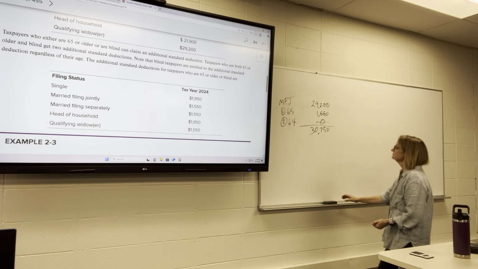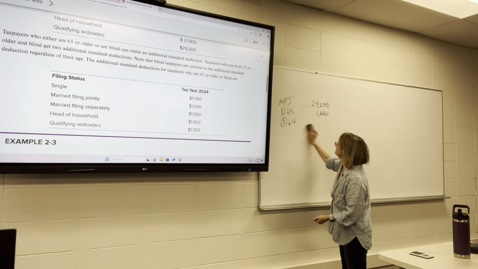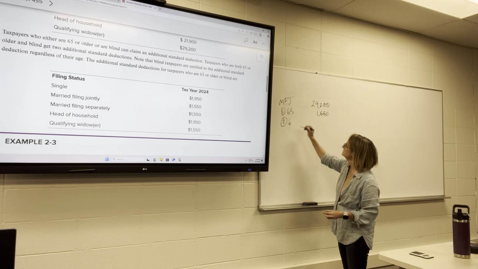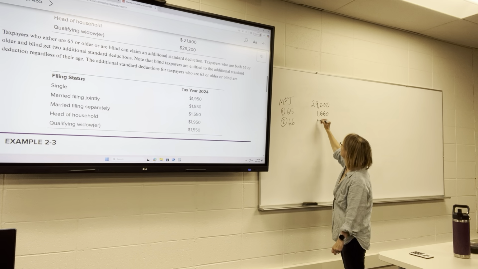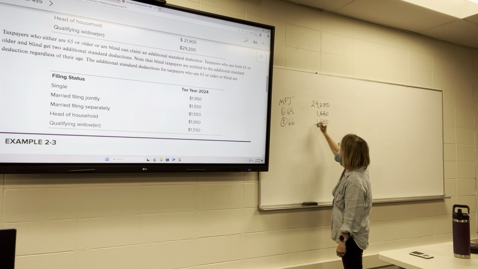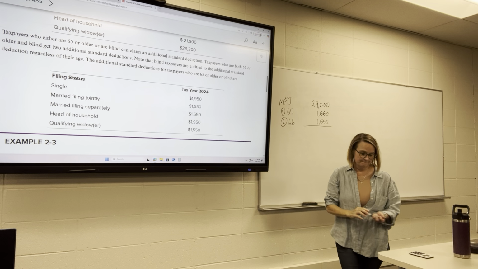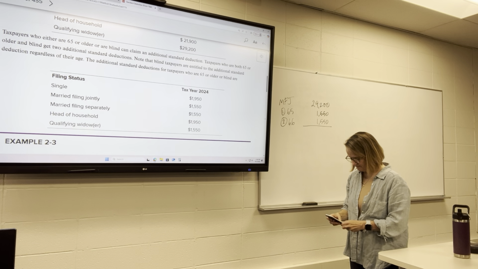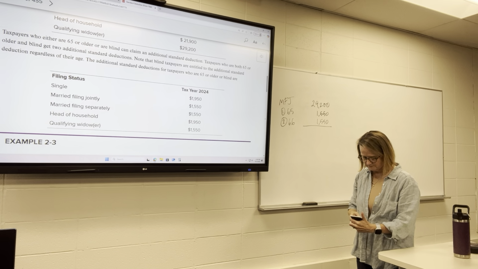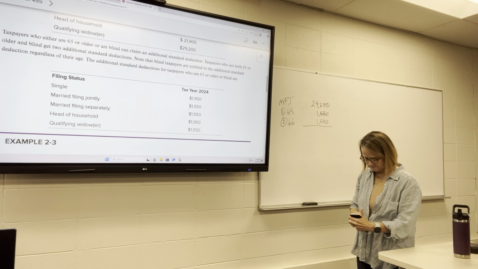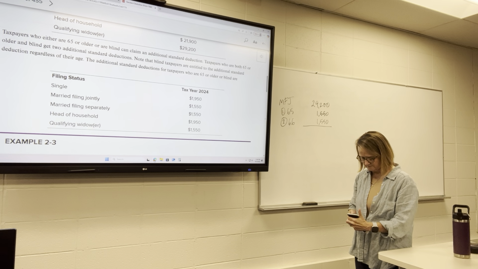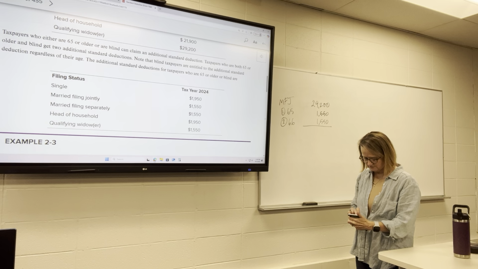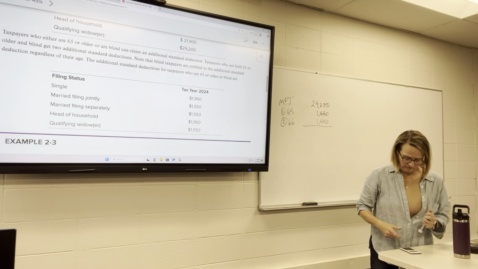So let's change that a little bit. Let's say spouse 2 is 66. They each get an additional $1,550. I got a calculator up here now. Whoops. Stop. Except I have fat fingers. $32,300.